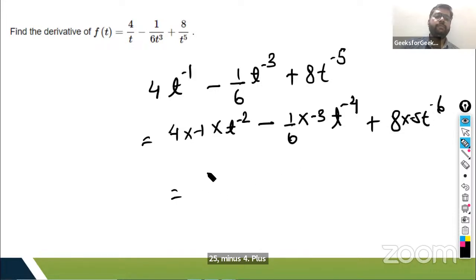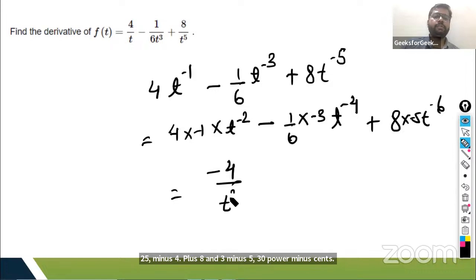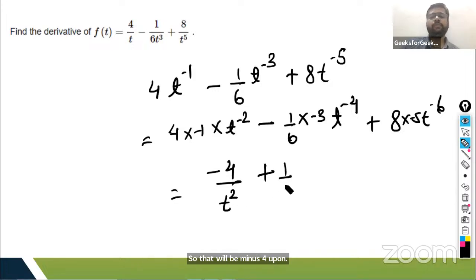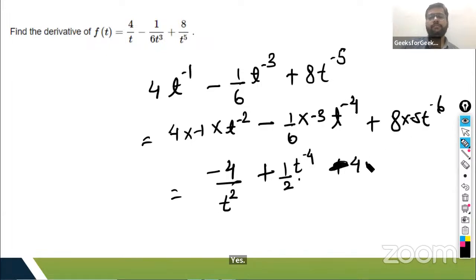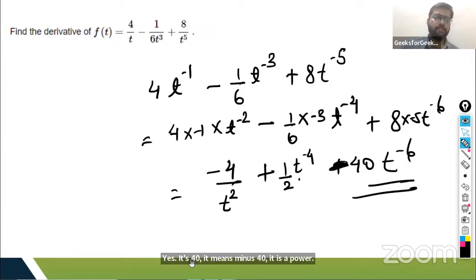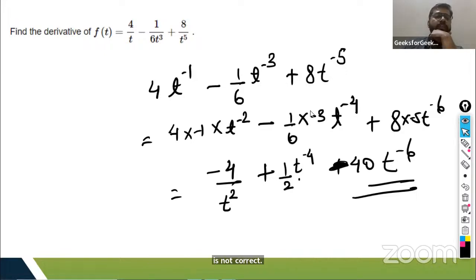So that will be minus 4 upon t square, plus 1 by 2 t to the power minus 4, plus that will be like 40. It means minus 40 t to the power minus 6. Something like this answer will come. Log wala to nahi aana chahiye. If someone is getting log, then that is not correct. I hope that this kind of answer we are expecting.